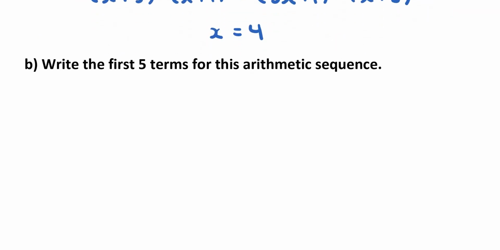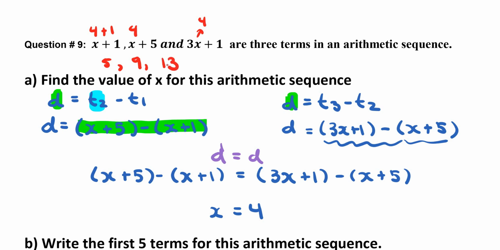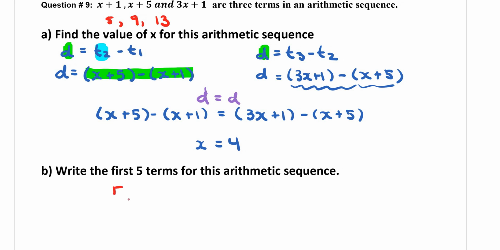Okay, and then for part B, I guess we need to go ahead and write the first 5 terms for this arithmetic sequence here. So if I just go back to this list here, we know that the x value is going to be 4, right? So this is going to be 4 plus 1. So my first term is going to be 5. And then I have 4 plus 5, which is going to be 9. And then I have a 4 here, so 4 times 3 is 12 plus 1, which is going to be 13. Okay, so those are my first 3 terms. My first 3 terms are 5, 9, 13.